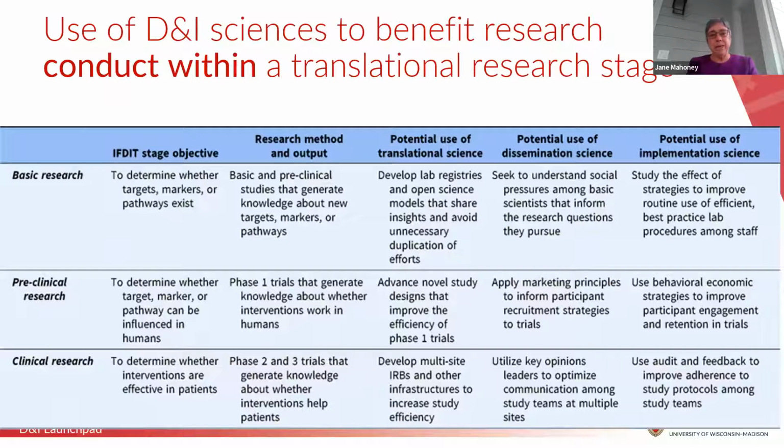So when we think about using D&I sciences to benefit research conduct within a translational research stage, what we try to conceptualize is what could be the use even at a basic and preclinical or a clinical research stage. And if we think about basic research and look in the column, potential use of dissemination science, can we understand the social pressures among basic scientists that inform the research questions they pursue? And then use that to help shape the types of questions that we do pursue.